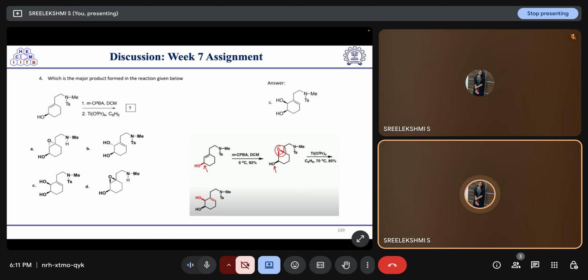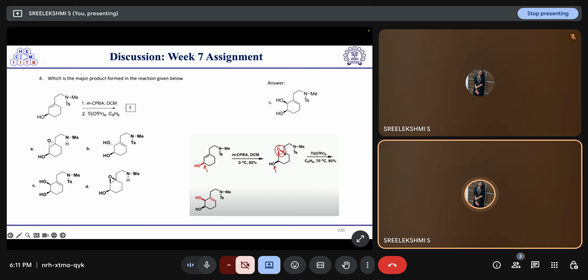So here what is happening, first mCPBA will form an epoxide, as we know, on this double bond. Then this epoxide will be opened by this titanium isopropoxide, and this epoxide formation will be directed by this alcohol. So the epoxide will be formed on the same face as that of this alcohol. Then titanium isopropoxide is a Lewis acid. It mediated epoxide ring opening.